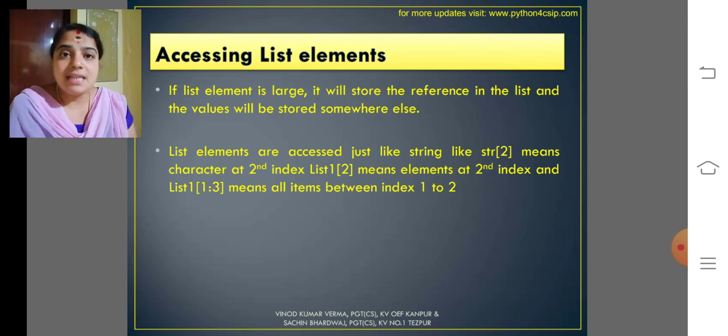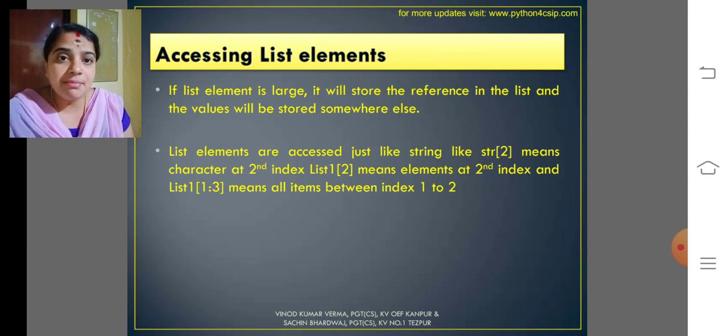If a list element is large, it will store a reference in the list and the values will be stored somewhere else. List elements are accessed just like strings, that is list name followed by the index position. That is, if you want to access the third element, you need to give either 2 or minus 3. list[2] or list[-3]. Minus 3 will indicate what? It will be the backward indexing position.